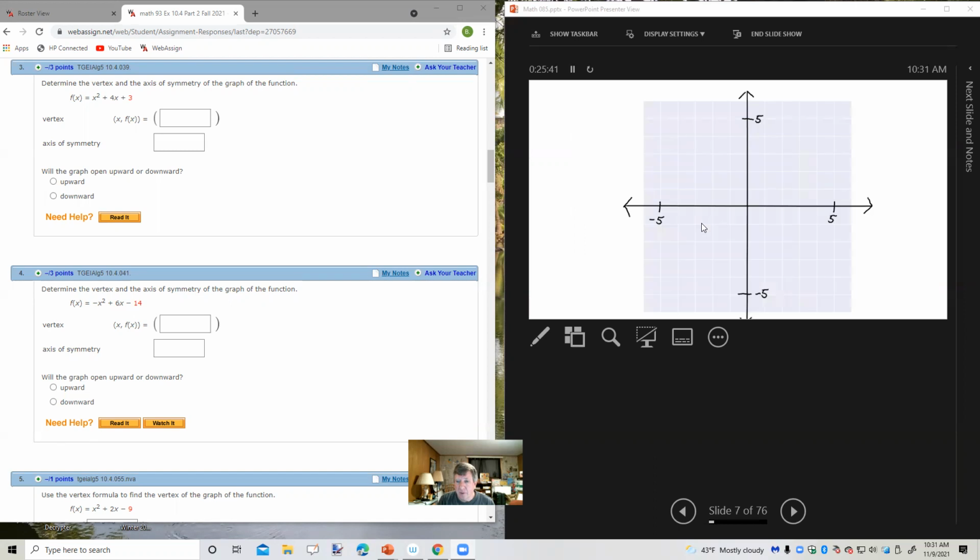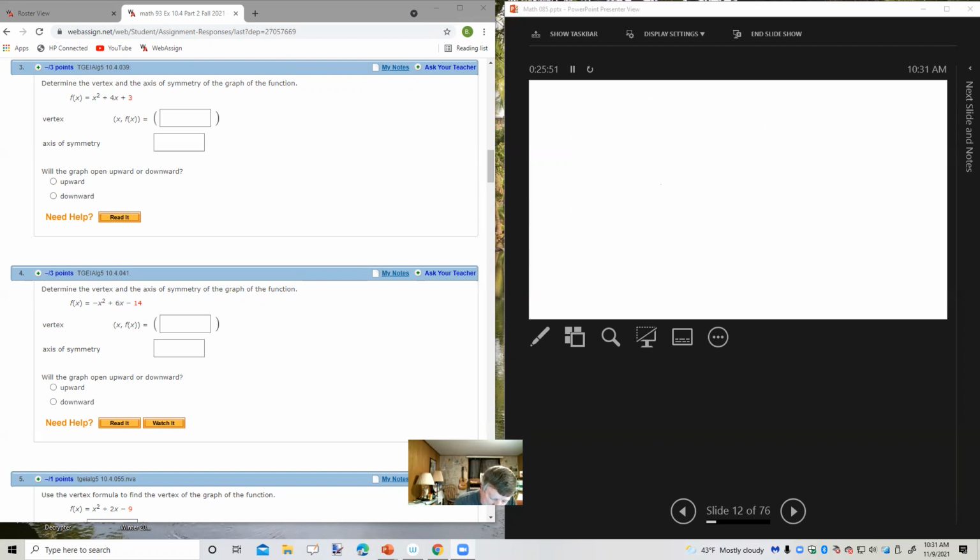Okay, so I want to do a review of what we did yesterday. We looked at quadratic equations in the form y equals a times the quantity x minus h squared plus k. We found that if a was greater than 0, we got a parabola that opened upwards. If a was less than 0, we got a parabola that opened downwards.